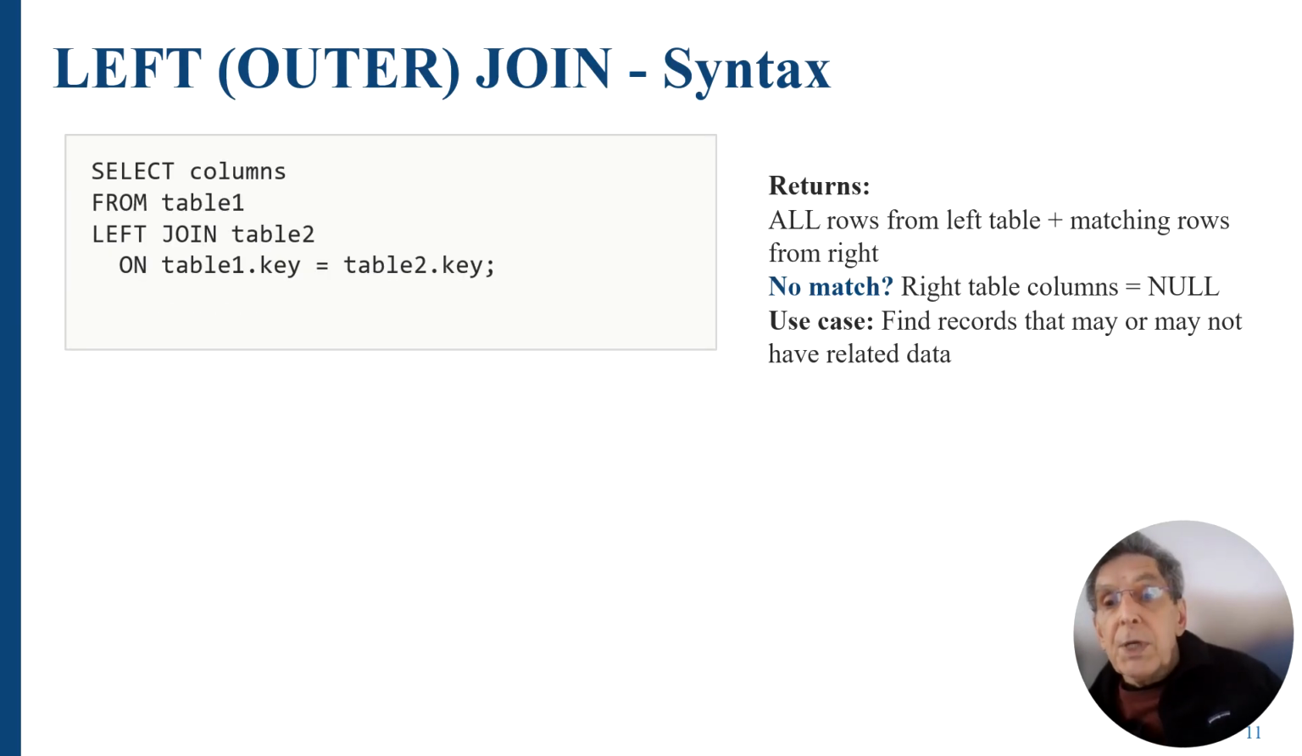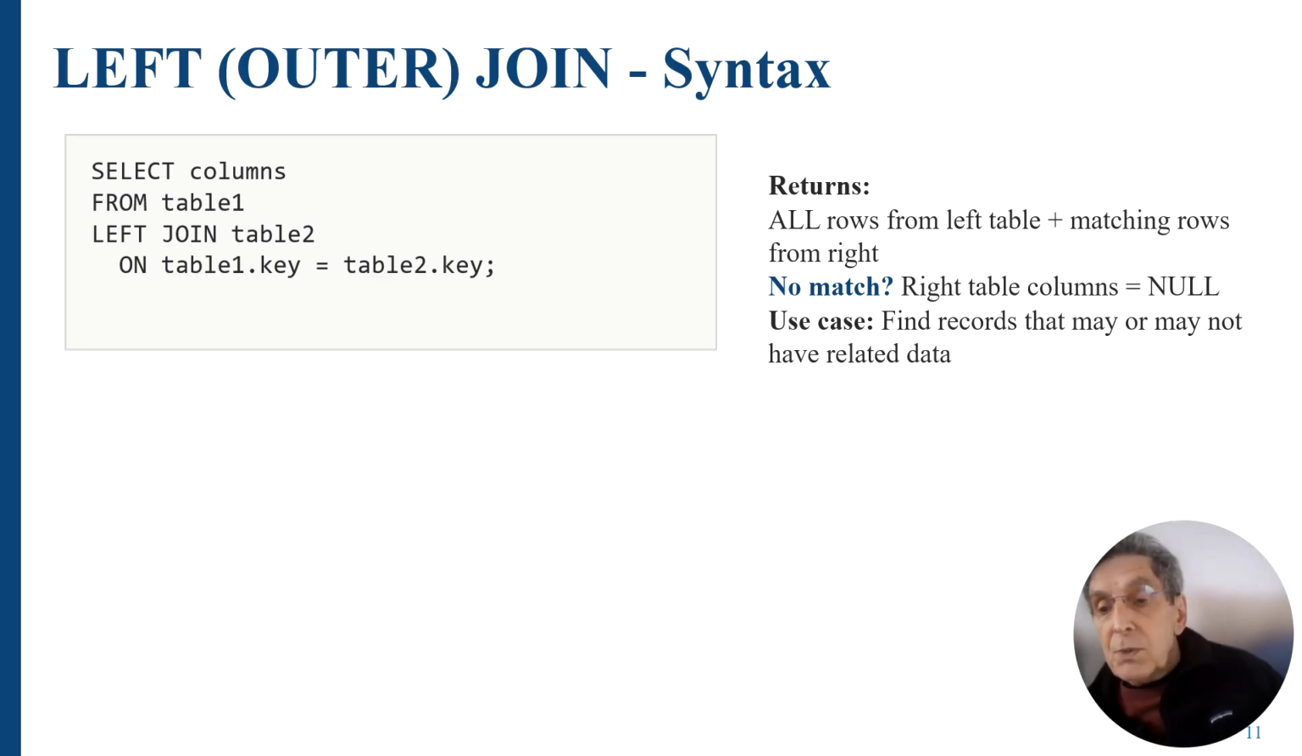Left join has the same basic syntax as inner join, but the behavior is quite different. Left join returns all rows from the left table, all of them, which is the table in your from clause, plus any matching rows from the right table. If there's no match, the right table columns all contain null.